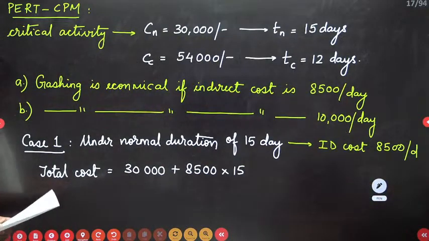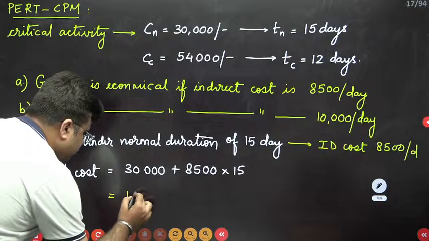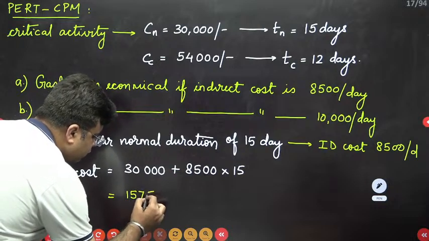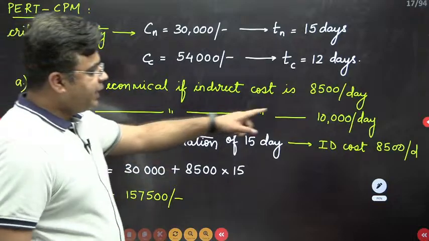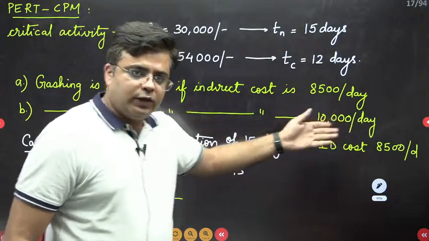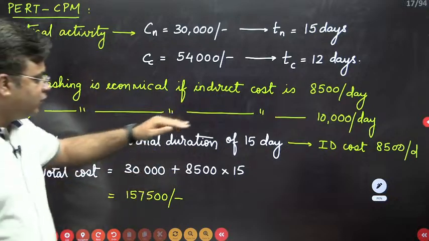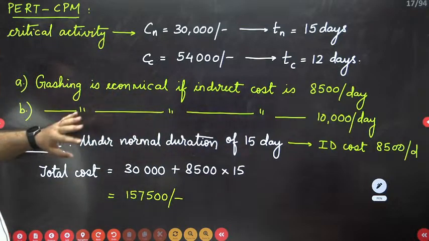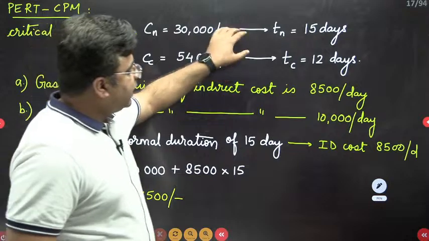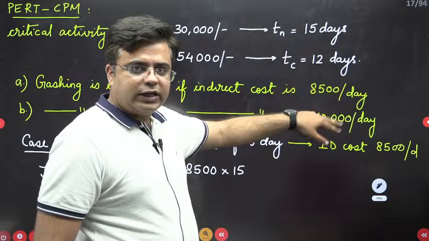This value will come out as 1,57,500. Okay. If you take an indirect cost of 10,000 rupees, obviously that value will be more than 1,57,500. So we are just going to eliminate that option directly. Okay. Now coming to the crashing, we have a capacity to crash this activity by 3 days using these two indirect costs. Okay. So we have to check for both.